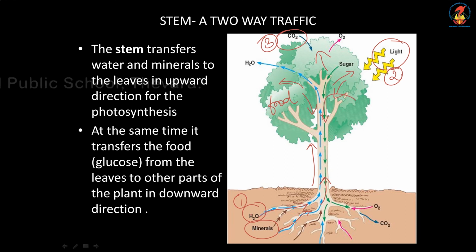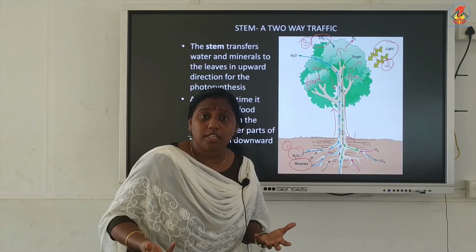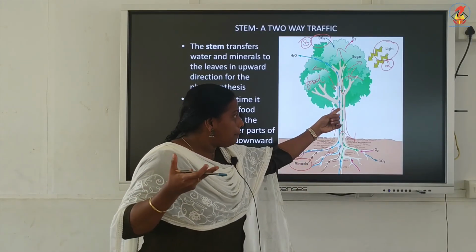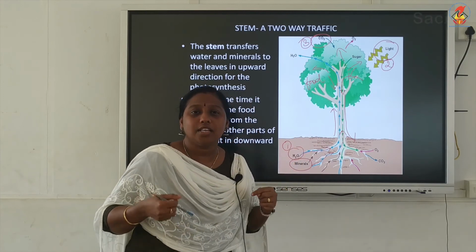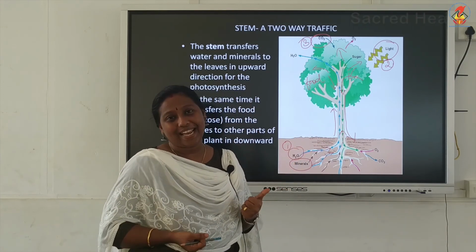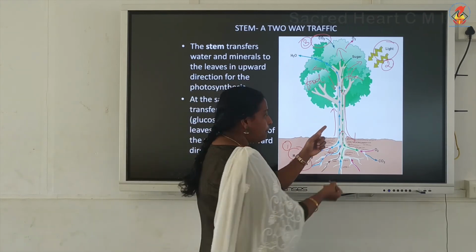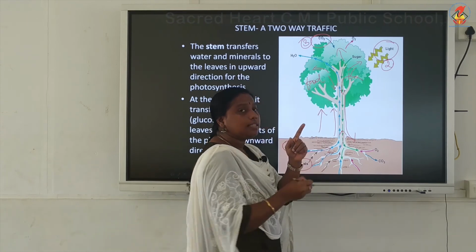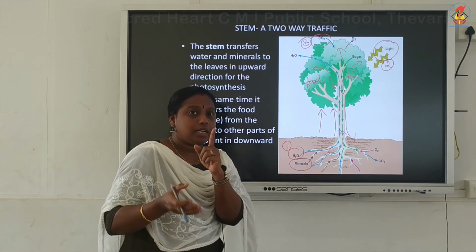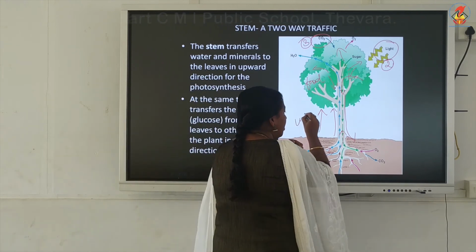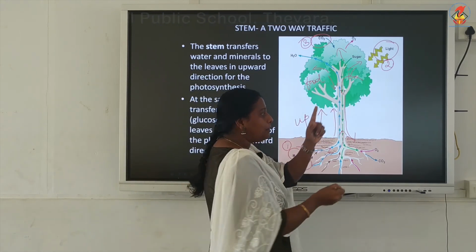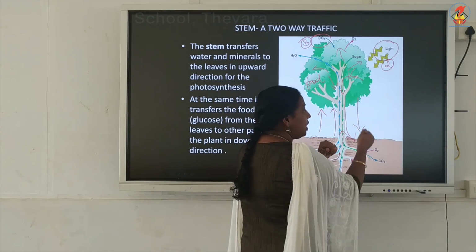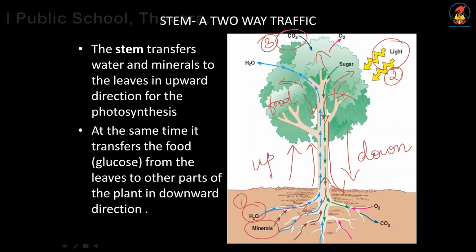And what will the stem do? The stem will take this food towards the roots, because the root should live. The root requires food, isn't it? So, the stem has to take this food towards the root so that the roots can also utilize this food. So, observe this diagram. The number 1, the stem has taken all the materials towards the leaf in the upward direction. This happens in the upward direction. Similarly, the food prepared by the leaf comes down towards the root in the downward direction.